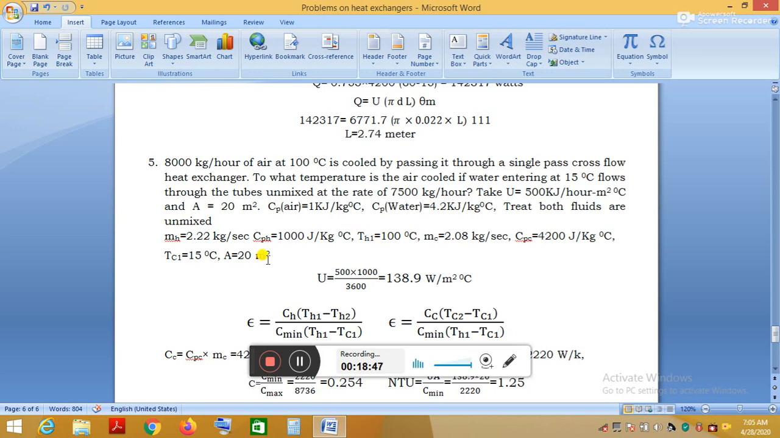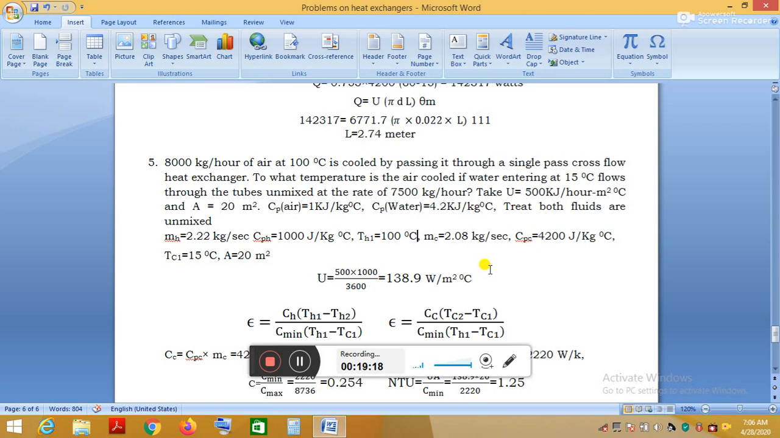And he has given the overall heat transfer coefficient as 500 kilojoules per hour meter square degree Celsius. I converted that into watt per meter square degree Celsius: 500 into 1000 divided by 3600, because kilojoules per hour is given. It gets converted into joules per second, that means watt per meter square degree Celsius.